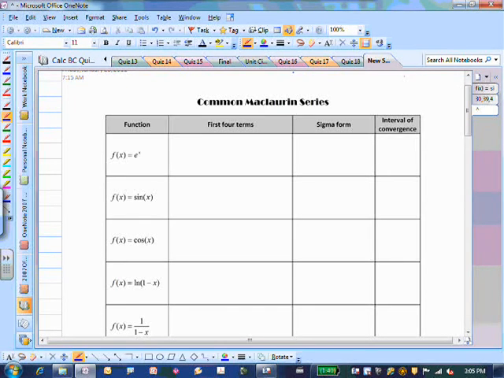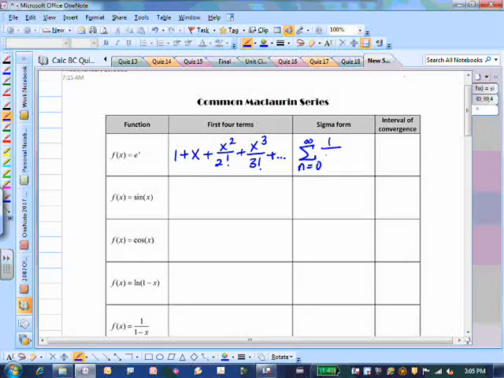For the first part of the class, I just handed out this worksheet, and we just filled in what we knew about the common Maclaurin series. For e to the x, if you remember, has this form: 1 plus x plus x squared over 2 factorial plus x cubed over 3 factorial plus dot dot dot. Okay, in sigma notation, that would be n equals 0 to infinity, and I'll write it this way for a reason: 1 over n factorial x to the n.